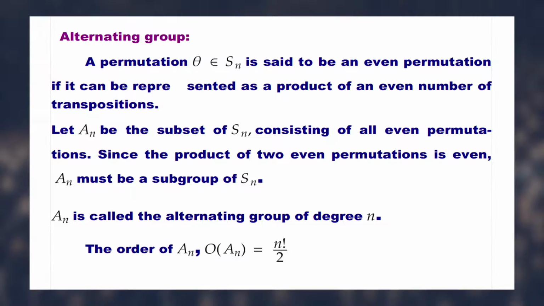The order of An is equal to n factorial by 2. Sn has n factorial elements. An has only even permutations. So, the order of An is equal to n factorial by 2. Based on the subgroup An, let's see the upcoming remark.